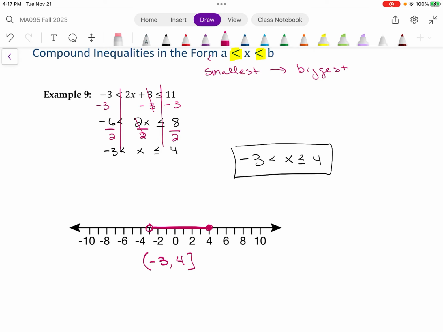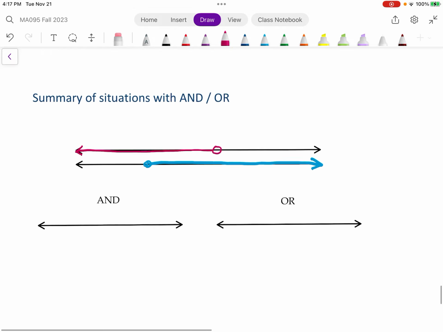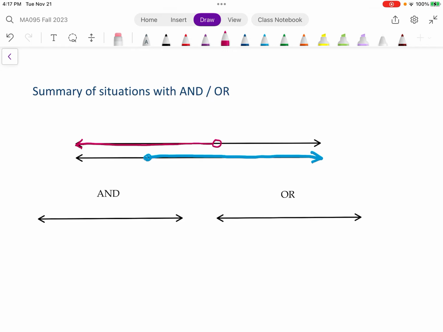All right, so a quick summary of all of these things. A summary of the situations with and or or. So what if you had this, the blue and red right there? What would your answer be if it was and? With and, it would be the overlap where it goes from here to there. Or would be everything. It would be all of it, all real numbers, negative infinity to infinity. And I don't have numbers on here because I just want to keep this simple. Okay, so that is and or or for that situation.